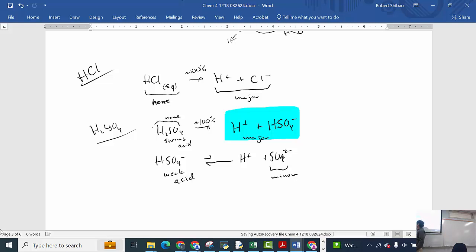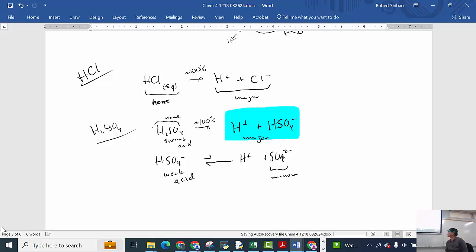This is H2SO4 aqueous. And so what's the major species present in water? Well, the major species present in water here is going to be H plus and HSO4 minus. And then there should be a little bit of additional H plus and sulfate present. That's what we expect in water.